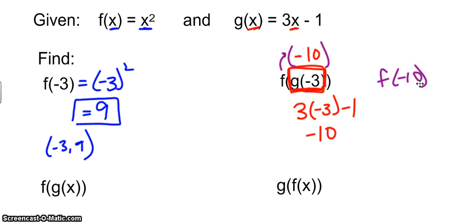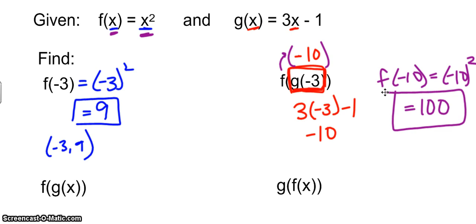Well, that means that I want to take f of negative 10. How do you take f of negative 10? Inside function f, everywhere you see an x, you replace it with a negative 10. So our final answer is 100. F of g of negative 3 is equal to 100.